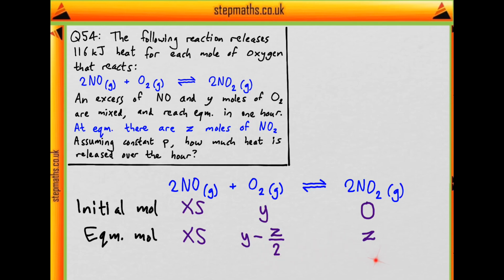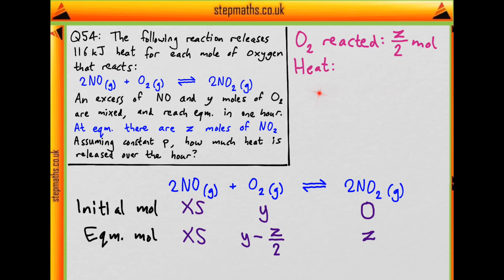So we've worked out how many moles of each substance we have at equilibrium. So what now? Well, we're asked how much heat is released over the hour, and we're told how the oxygen consumption affects how much heat is released. So we need to know how much oxygen is reacted. Can we work it out from this? So if we started with Y moles of oxygen, then we ended with Y minus Z over 2 at equilibrium. How many moles of oxygen have reacted? That's Z over 2 moles.